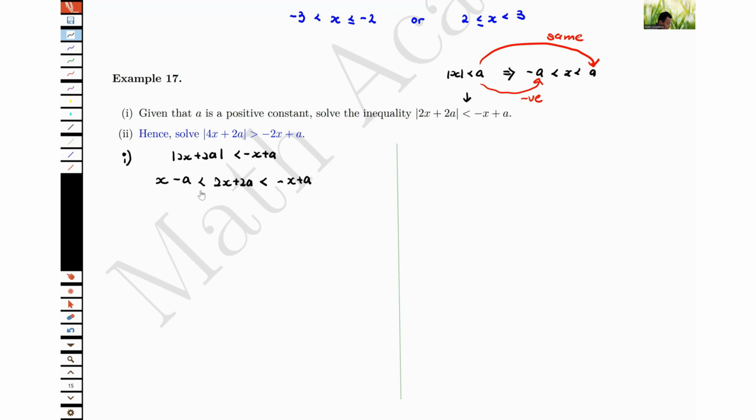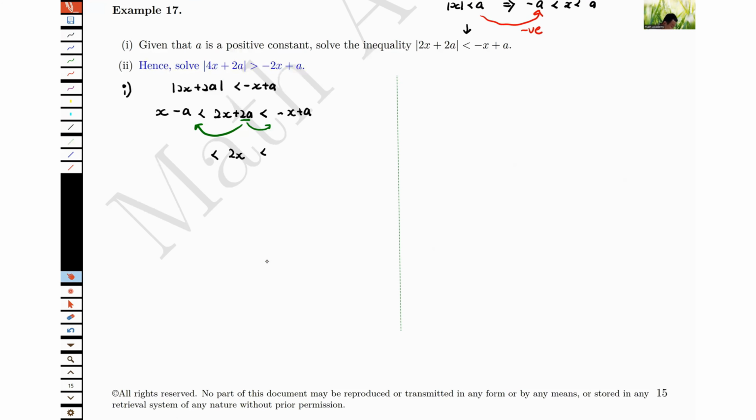Either you can split, okay, we can split into 2 and we write n. The other way that we can do is, let's try to shift the 2a to both sides. Okay, so in order to shift that 2a to both sides, we now get only 2x left. 2a shifted across means you get negative. So on the left, it's x minus 3a. On the right, it's minus x minus a.